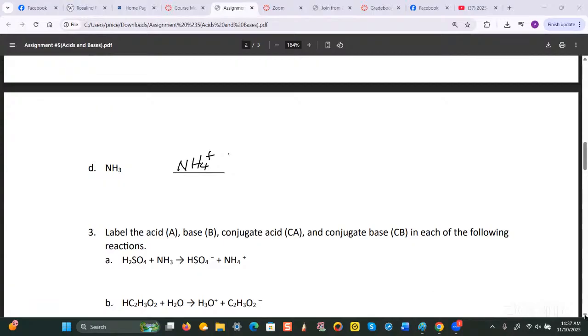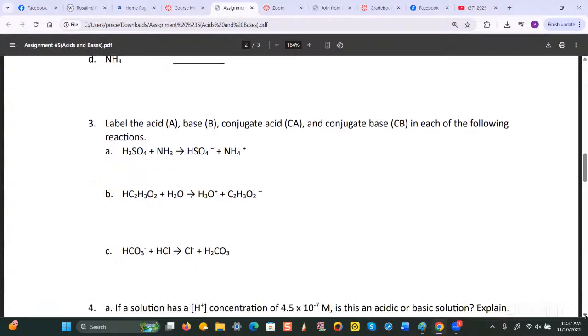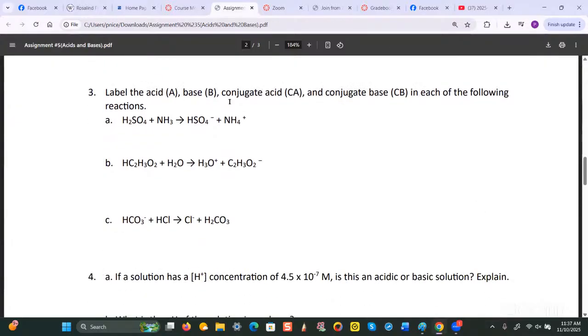Now, number 3 is asking for you to label the acid, the base, the conjugate acid, and conjugate base in each of the following reactions. So A for acid, B for base, CA for conjugate acid, CB for conjugate base, right? Let's start off with A. You have to look at the transformation of each of the substances involved as you go from reactants to products. In other words, you have to identify which substance is losing hydrogen ions and which substance is gaining hydrogen ions.